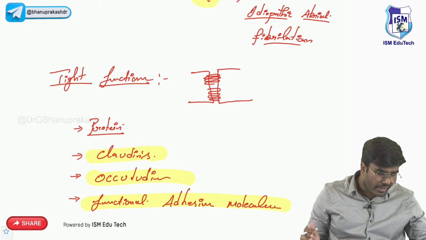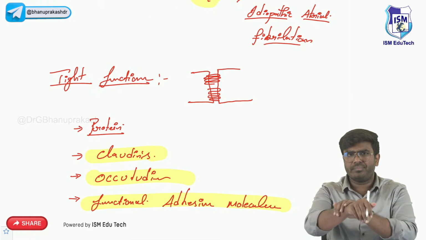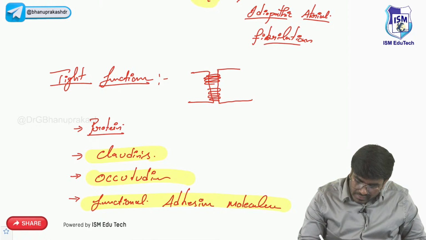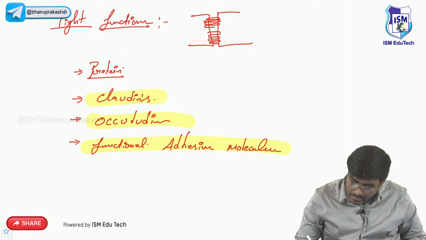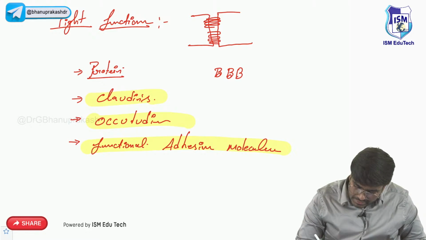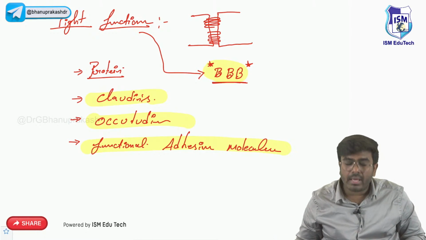If you want to know where exactly tight junctions are present in your body, they are not in the skin. In the skin, you are having desmosomes. Tight junctions are very tight. They are present in the blood-brain barrier. Tight junctions are present in the blood-brain barrier, guys. Very important MCQ. Okay, tight junctions are present in the blood-brain barrier.